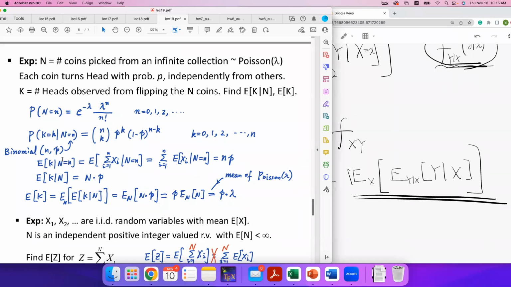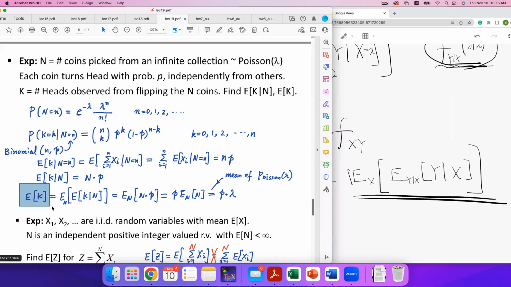So you can see if you fix a realization small n, you get small n times p, right? So therefore you can conclude that in general, if you don't fix it, this expectation is capital N times p, right? So indeed, this is a random variable, which is a function of the random variable capital N. So this is such a random variable, the expectation of K given N. Now, expectation of K is a number.